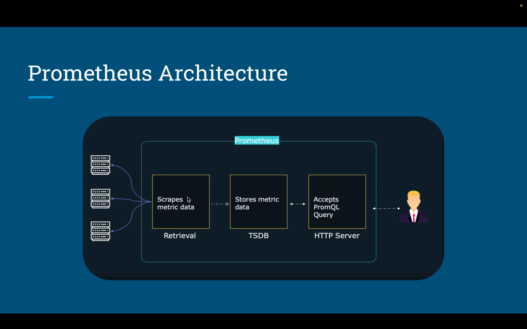The first component is responsible for scraping metric data. What it will do is go to each and every target, scrape the data and bring those metrics to the Prometheus server. Later, the second component is responsible for taking those scraped metrics and storing them in something called TSDB, the time series database. Once those metrics are stored in TSDB, as an end user, we can leverage the HTTP server running in the Prometheus server to run PromQL in order to get customized and required data from TSDB.